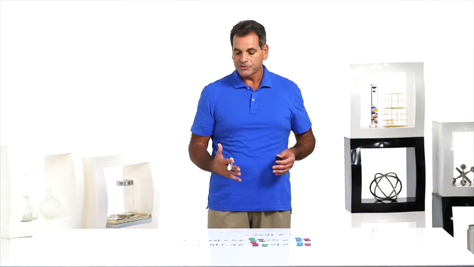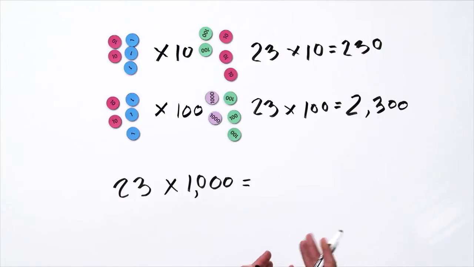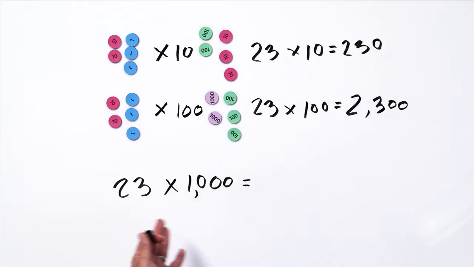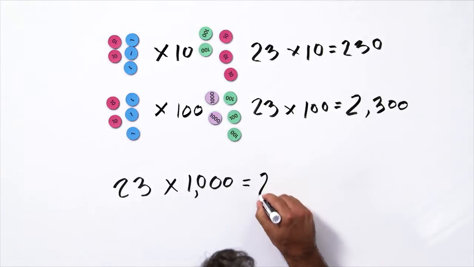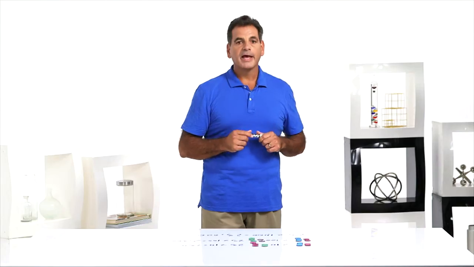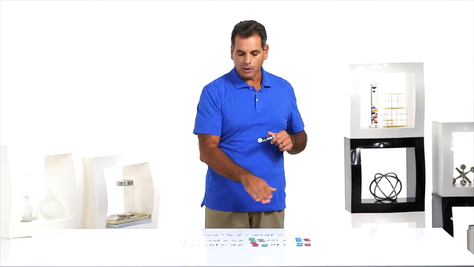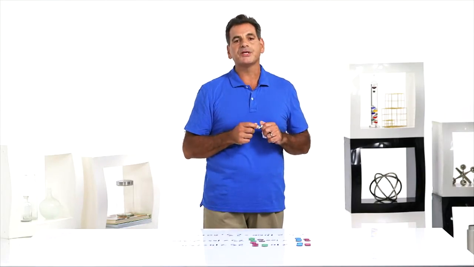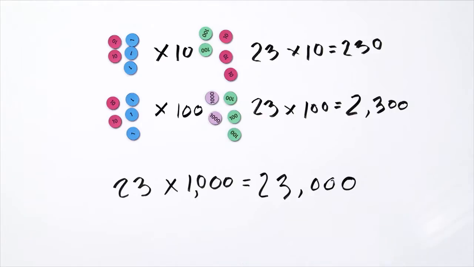And over time, the students are going to see, oh, in 230, there's 1 zero. In 2,300, there's 2 zeros. And in 23 times 1,000, 23,000. After building the 2 models and then doing one with just numbers, they should begin to see the pattern of zeros when multiplying by 10. We can then remove the models and use properties of operations to multiply.